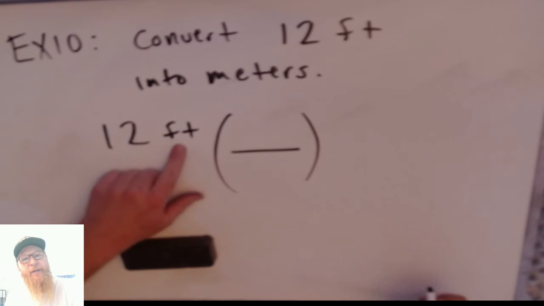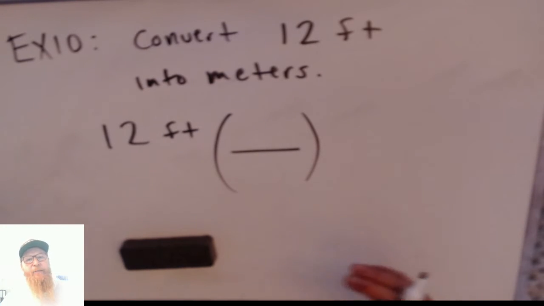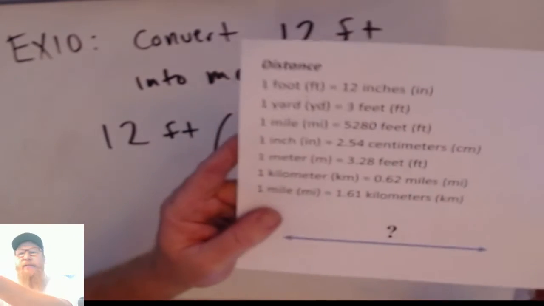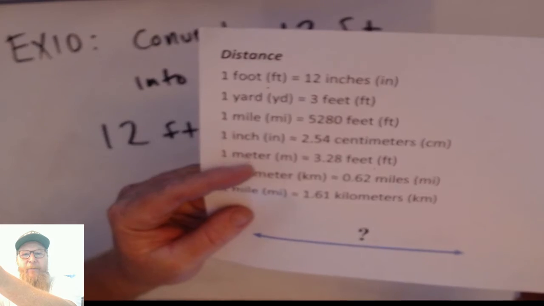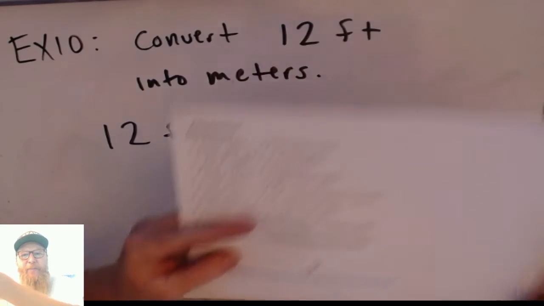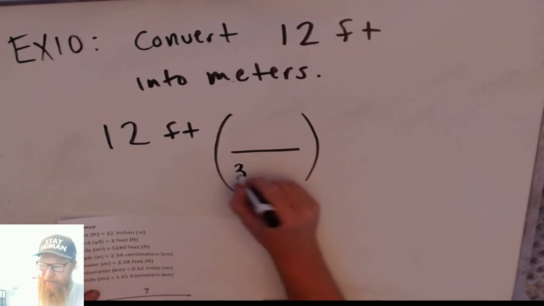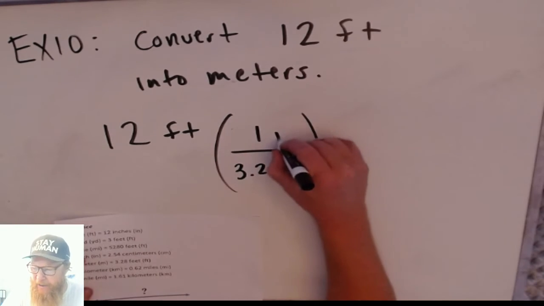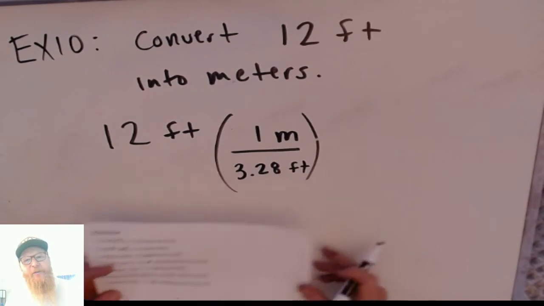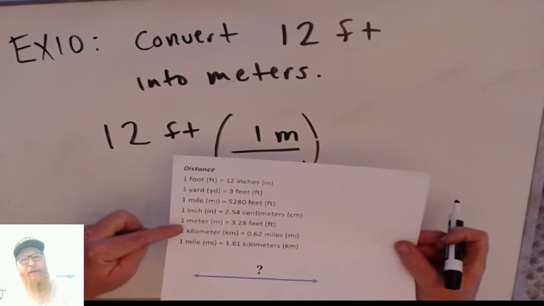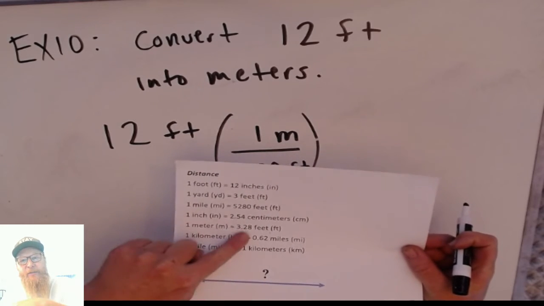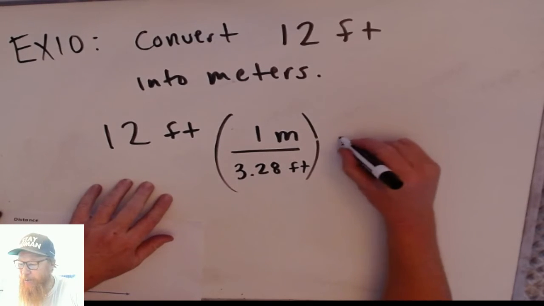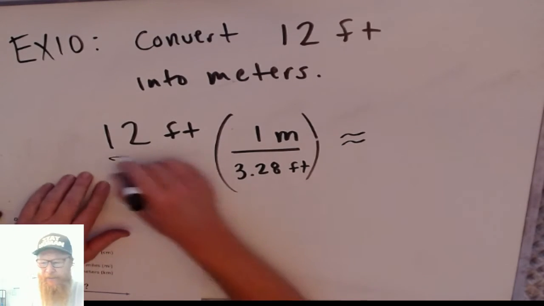I want to get rid of the feet. I'm hoping it'll just come back to me. I don't know if you can see that. So what do we got? We got 1 meter is 3.28 feet. 3.28 feet is 1 m for meters. All right, that's right here. 1 meter is approximately 3.28 feet. So it's not quite exact, it's approximately.